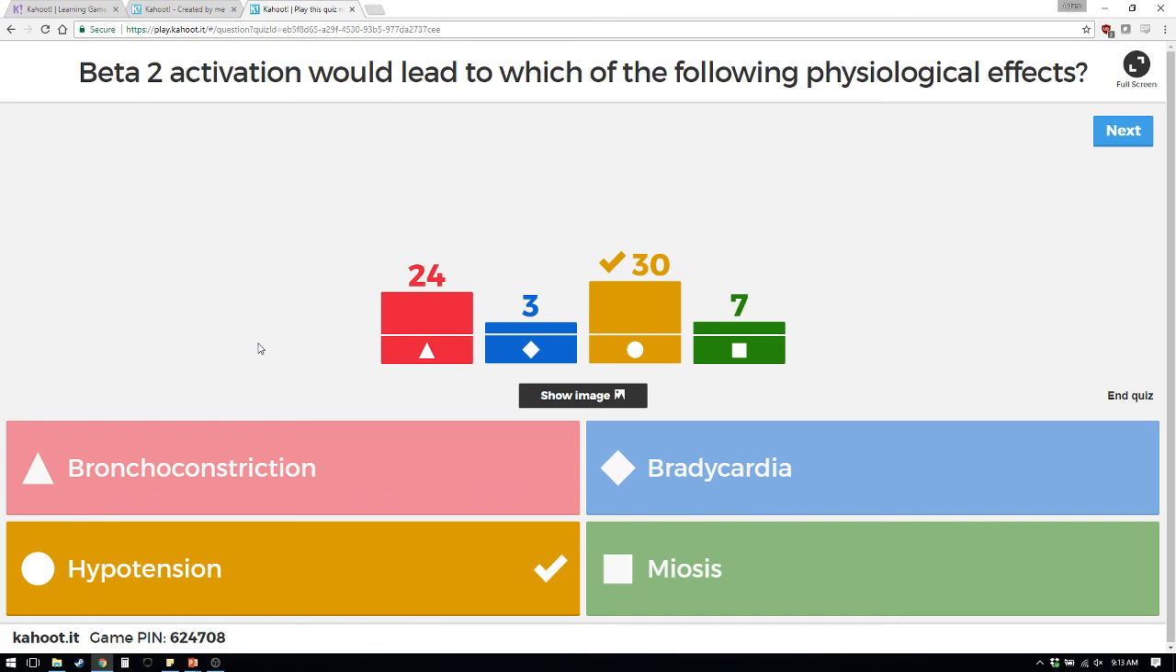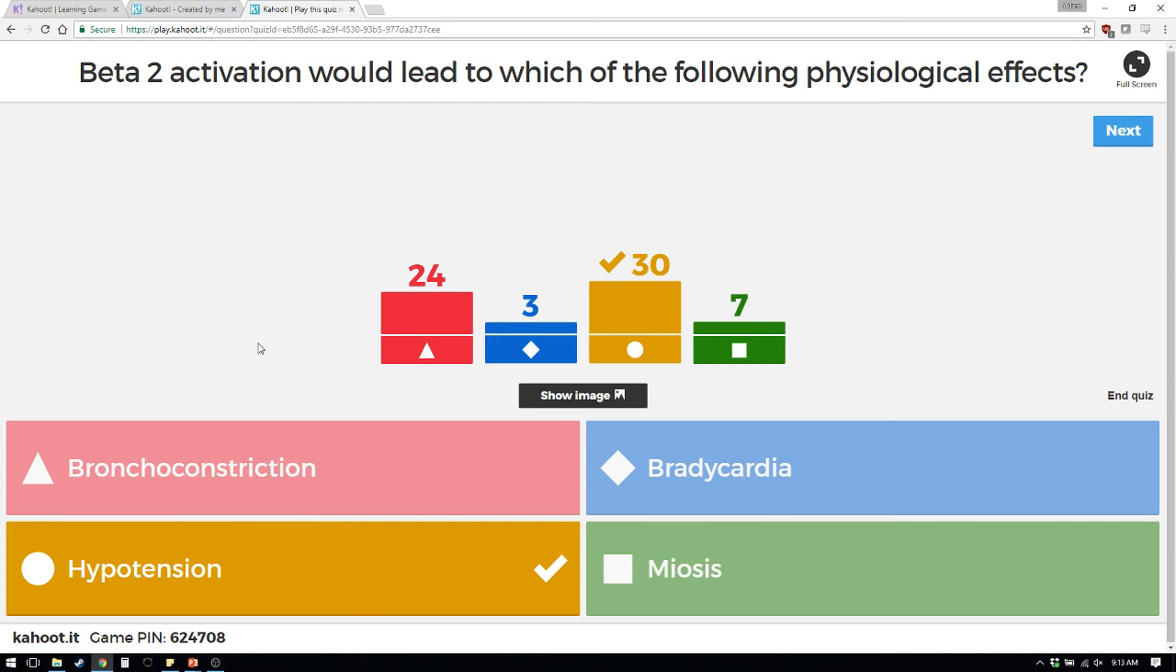What would cause bradycardia? So either a muscarinic effect on the heart, right, those muscarinic receptors, or if you were to have, say, a beta blocker, so a beta 1 blocker in that case. Lots of beta 1 receptors are predominant on the heart. That would slow down the heart rate.